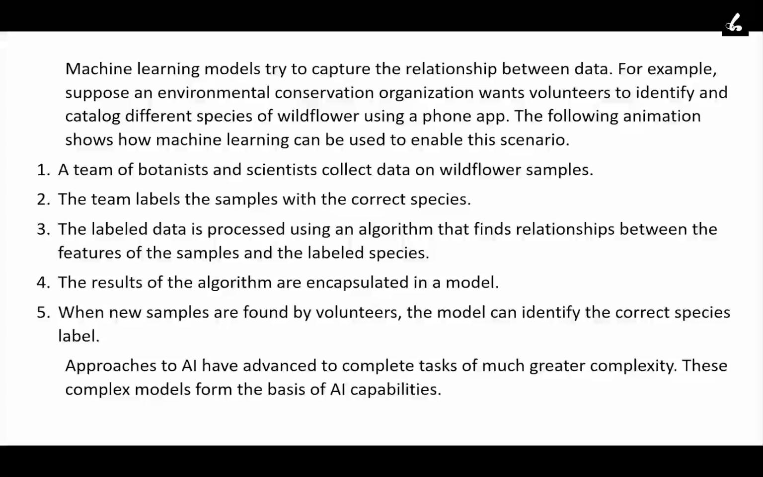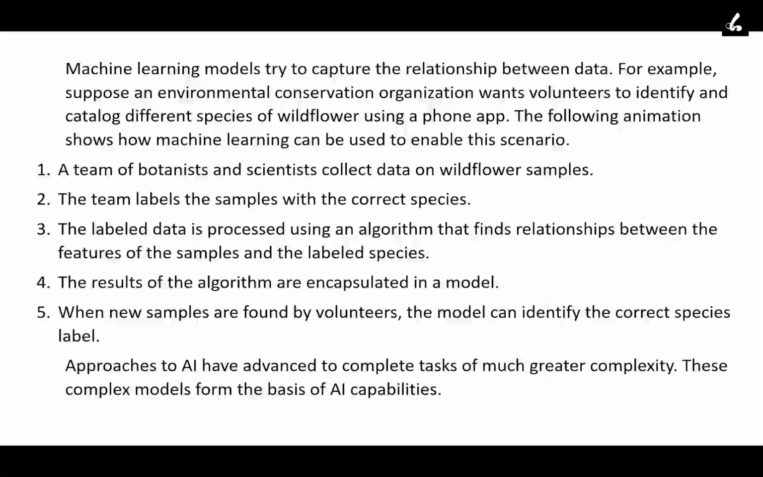So here, what I tried to explain, see, for example, a botanist. What botanists and scientists do is they collect n number of wildflower samples. Now they have labeled them with the species: so-and-so samples are of such species. There are some samples of different species which are found in different regions. Once the labeling is done for the particular species, they have created the data on their own, and they process that data with machine learning.